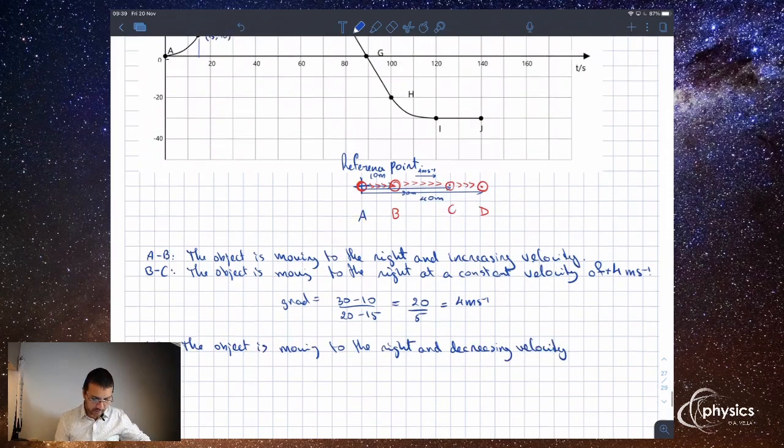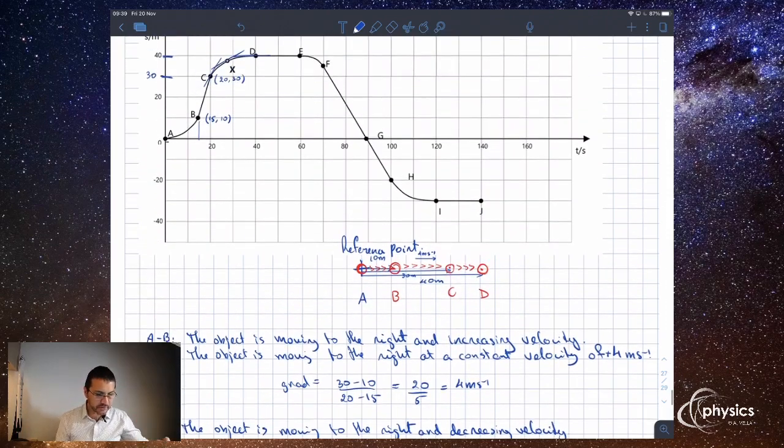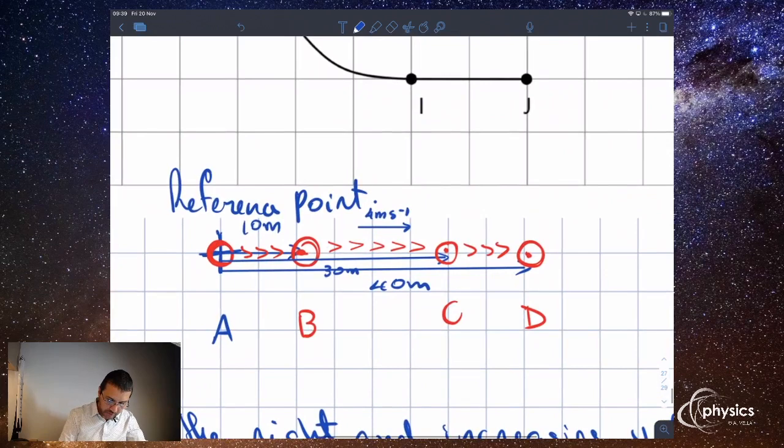It is an important thing to note that although the gradients are decreasing, all the gradients between C and D are positive, which means that the velocity is decreasing, but all the velocities during this time are pointing to the right because they are positive. And it makes sense, because from this diagram, although the velocity is decreasing, the velocities are all pointing to the right because it's moving to the right.